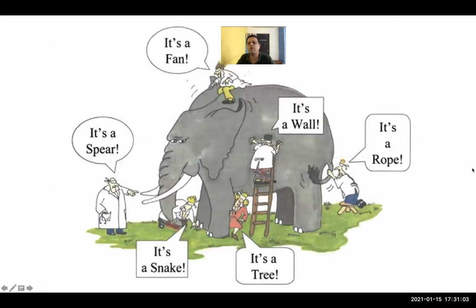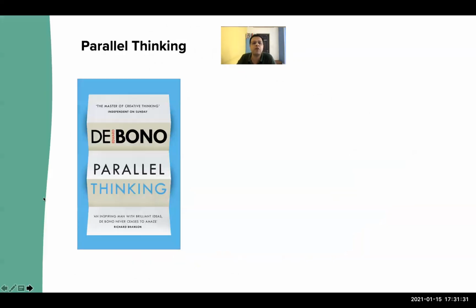Otherwise, this is how every one of us discusses a problem, like six blind men. You remember the story, right? The way they describe an elephant. Somebody looks at the trunk and says it is a spear, another sees the tooth and says it is a snake, and somebody looks at the leg and says it's a tree, or someone looks at the body and says wall, and a fan, and a rope. To avoid this, he says that we can use the six thinking hats.